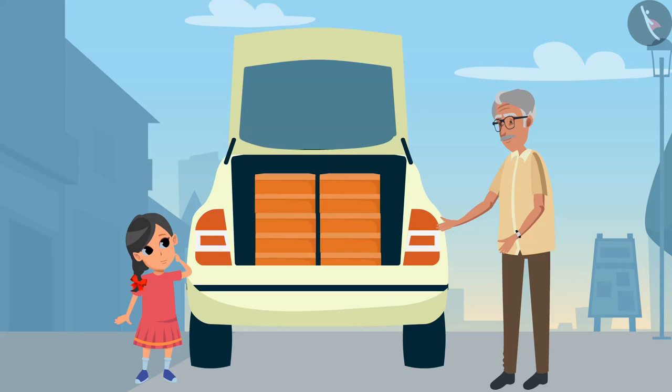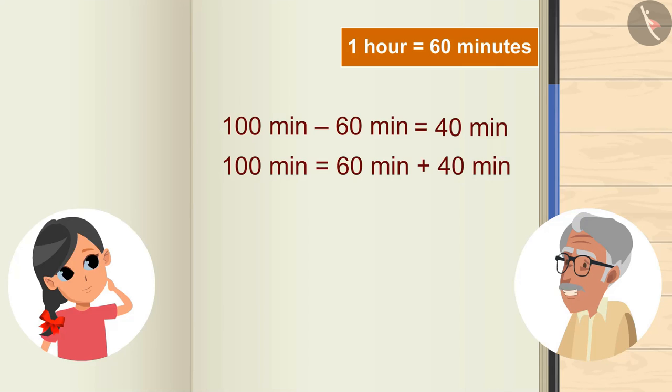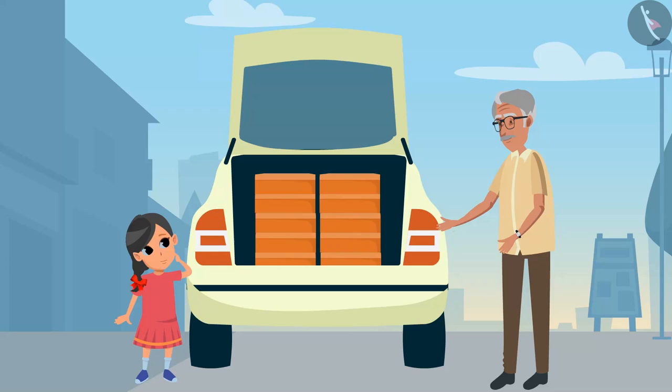No, Grandpa. Well, let me tell you. 1 hour has 60 minutes. So, if we subtract 60 from 100 minutes, we will be left with 40 minutes. We can also say it like this. If we add 60 and 40 minutes together, we will get 100 minutes. So, now Goody, you must have known very well that 100 minutes means 1 hour and 40 minutes.